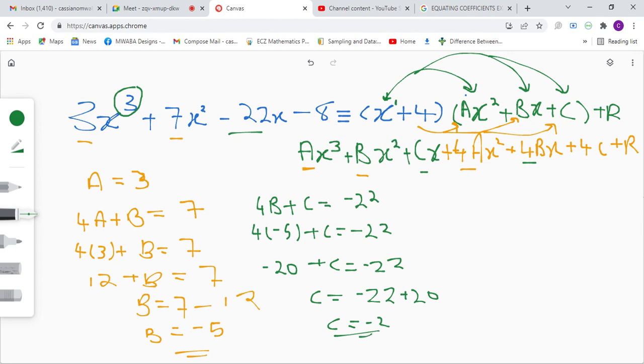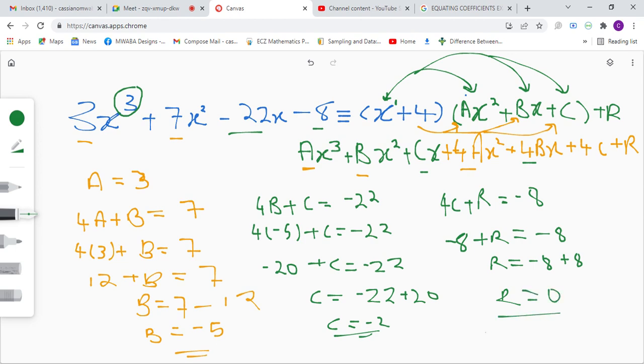All right, now we're going to deal with our constants. On our left-hand side, our constant is negative 8. On our right-hand side, our constant is 4c plus r, equals negative 8, right? So we already have the value of c. c is negative 2. So 4 times negative 2, we get negative 8, plus r equals negative 8, right? Thus r is going to equal negative 8 plus 8, and r equals 0, right? So we know that x plus 4 is a factor because our remainder is 0, okay? You can also plug in x equals negative 4 into this expression and you get 0. That shows that this is a factor.